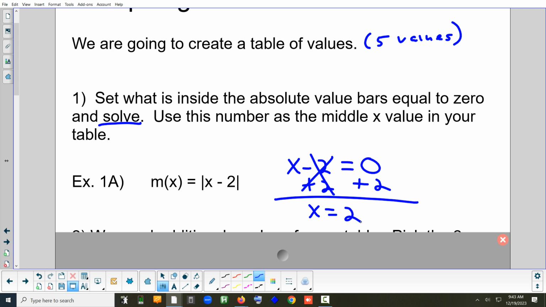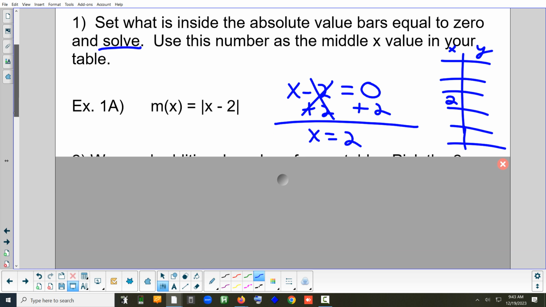Okay, what do I mean, middle number? Well, we're going to do 5 values. It's going to be the middle one. So once we make the table, you don't have to write it yet. So there's your table. 2 is going to go right there, under the X's and Y's. I'm going to make the table nicer in a second. But 2 is going to be the one in the middle.